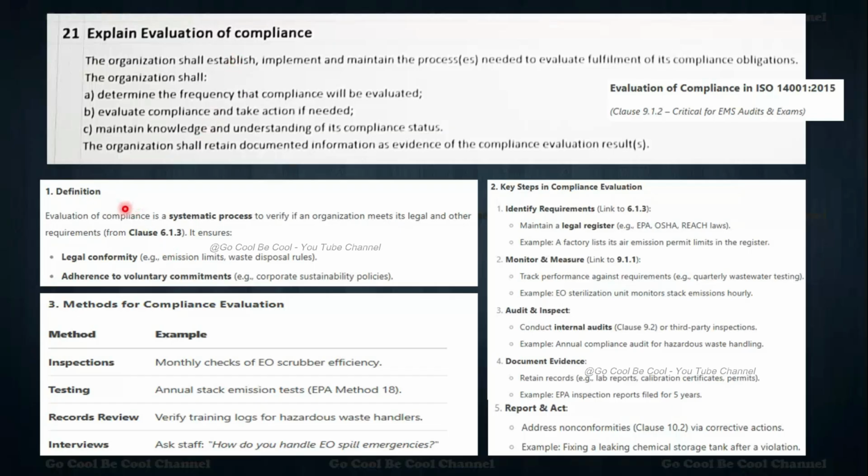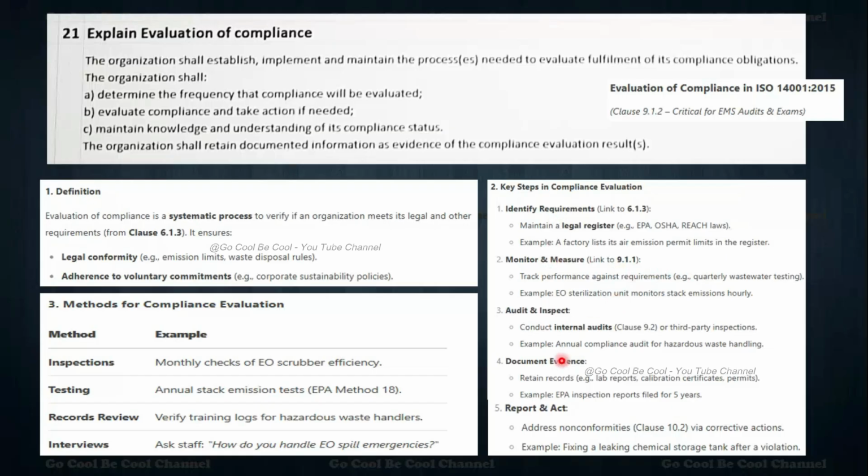Definition: evaluation of compliance is a systematic process to verify if an organization meets its legal and other requirements, as clause number 6.1.3. Okay, legal conformity, adherence to voluntary commitments. Point number 2, key steps in compliance evaluation. So what are the key steps we have? Identify requirements linked to 6.1.3. Maintain a legal register. Then 2 is monitor and then measure.